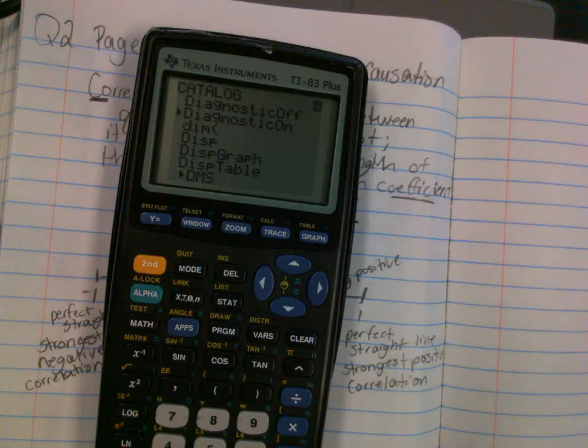Make sure that you get there. I don't want to move until everybody gets there. Come on, you've got to pay attention to what I'm doing. Please get off your laptop. Pay attention. Diagnostic on. Don't be confused by the one that says diagnostic off. Please go to diagnostic on.